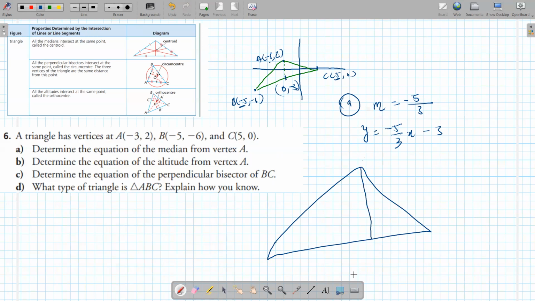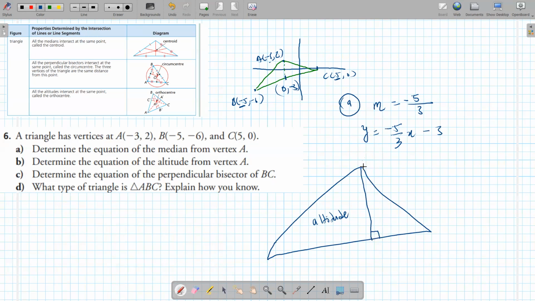It goes down like this and intersects the opposite side at some point. This doesn't have to be the median, okay? This doesn't have to be the midpoint. It can meet it anywhere, but it needs to be at 90 degrees. It's asking us to find the equation of this line.